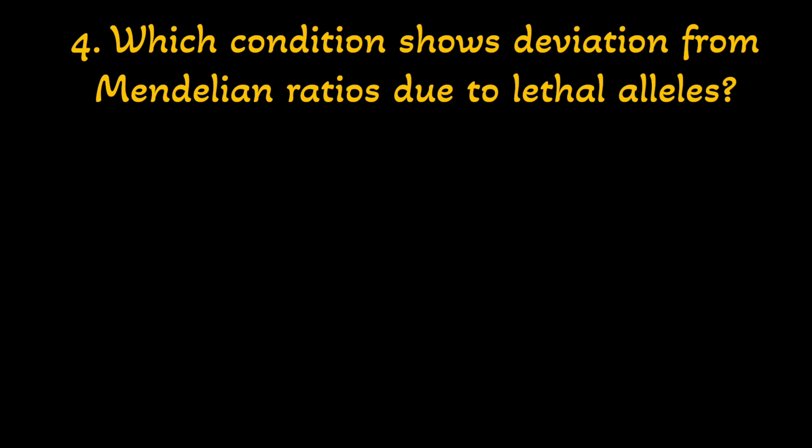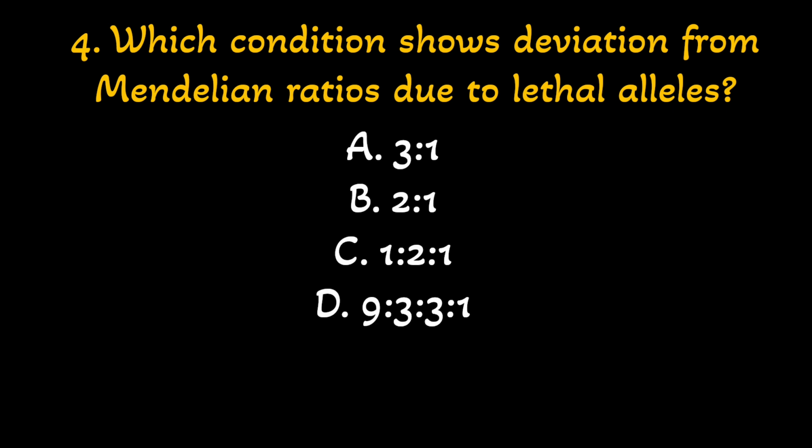The four options will be displayed, and we have to find out which ratio is observed due to the lethal allele. So let's see the four options. The options are as follows. Option A is the ratio 3:1, B is 2:1, C is 1:2:1, and D is 9:3:3:1. So the correct answer is B, that is 2:1.